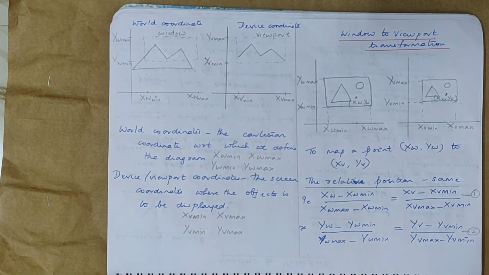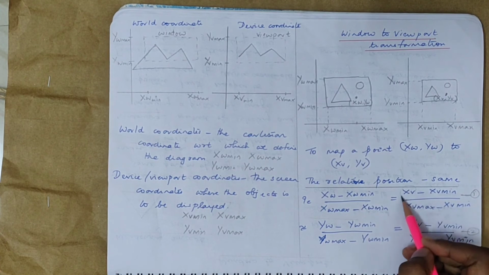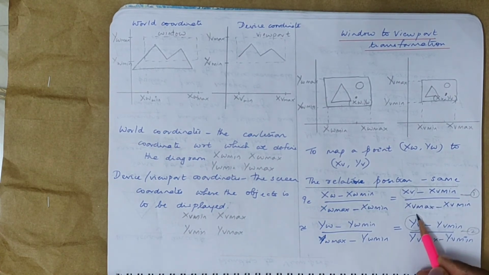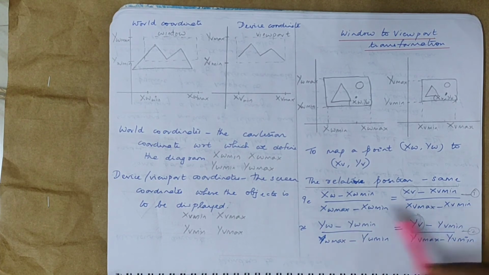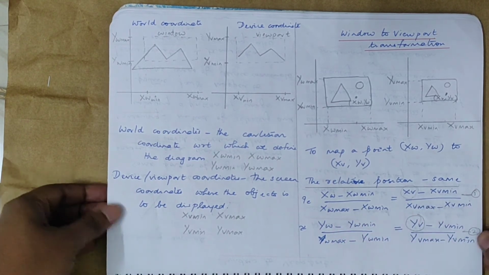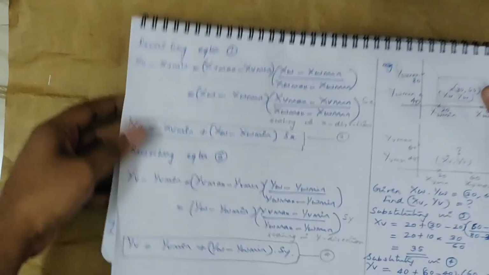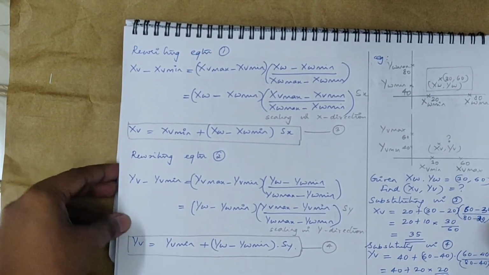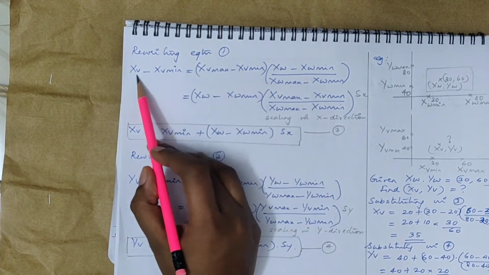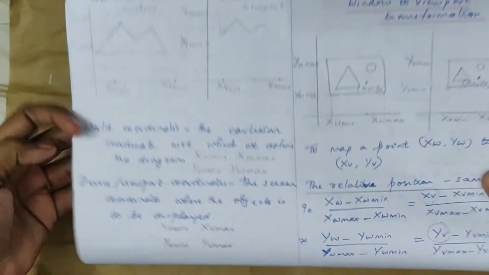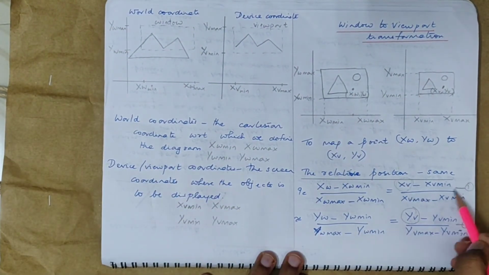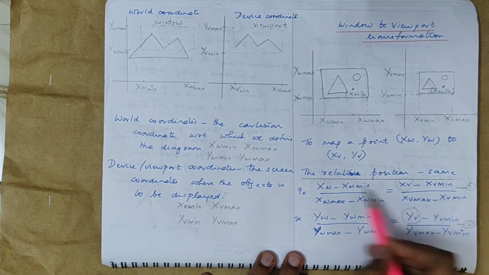Now from these two equations, we have to derive a formula for xv and a formula for yv. I am going to find xv, so I am just going to rewrite equation 1. I have just interchanged the positions. This I have taken outside and this denominator goes up. So that's how I have rewritten the equation.